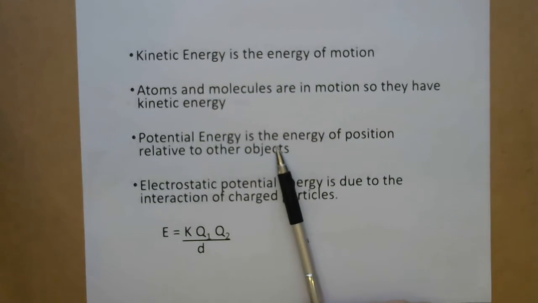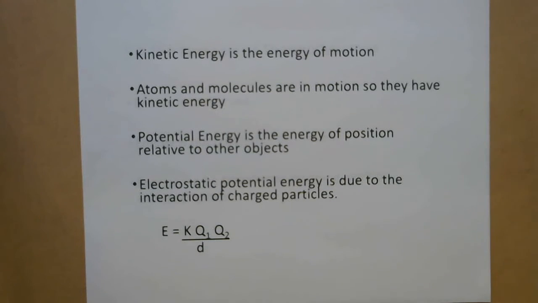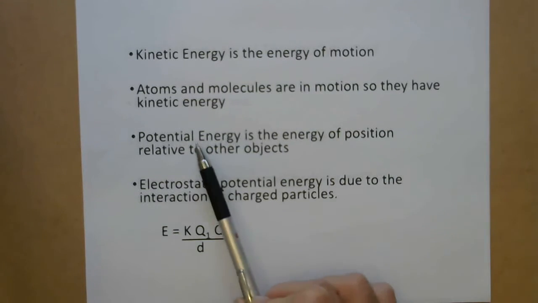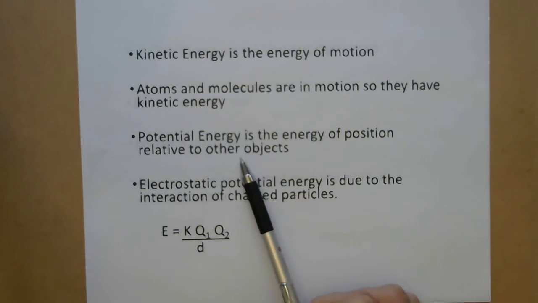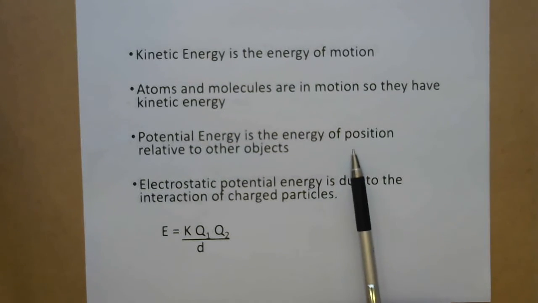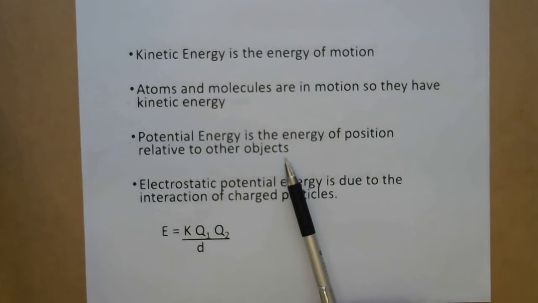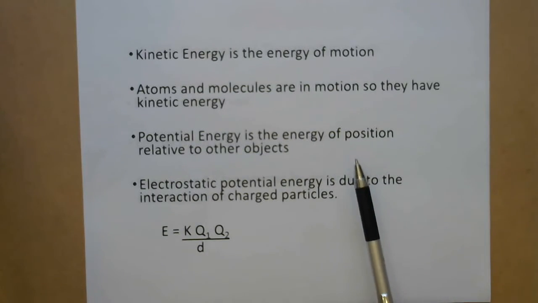Potential energy is the energy of position. If you lift your book up into the air, it has potential energy, which can be changed to kinetic energy if you let it go. It has potential energy because of its position relative to other objects. Your book lifted above the floor, in its position relative to the earth, has gravity that can act on it and pull it back down, changing that potential energy into kinetic energy.